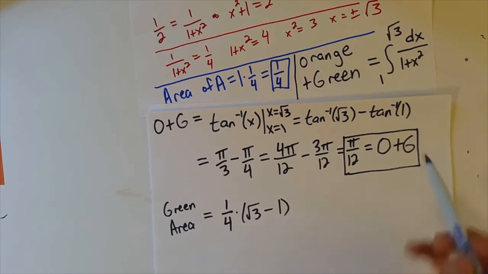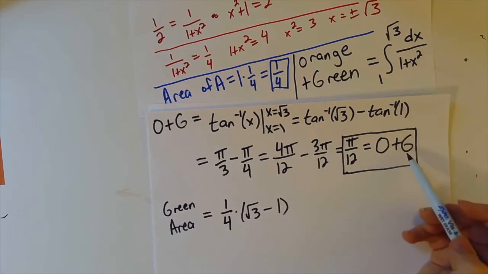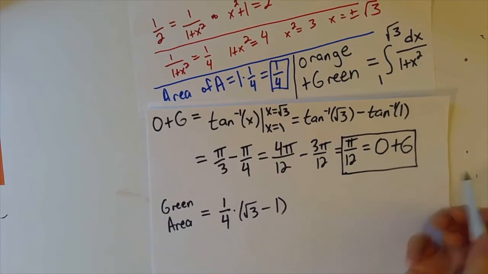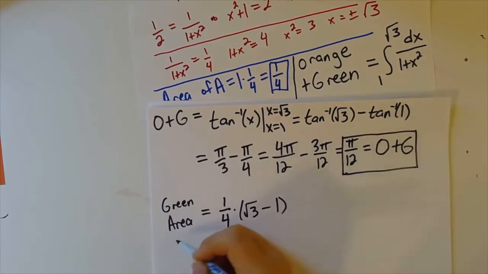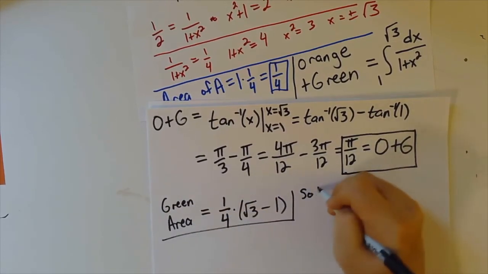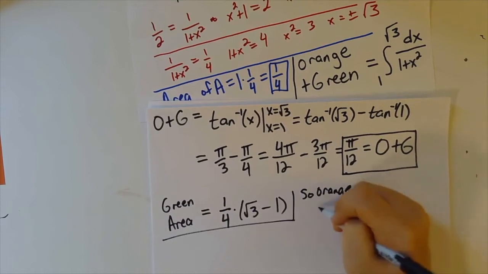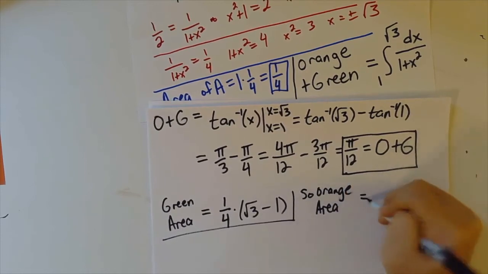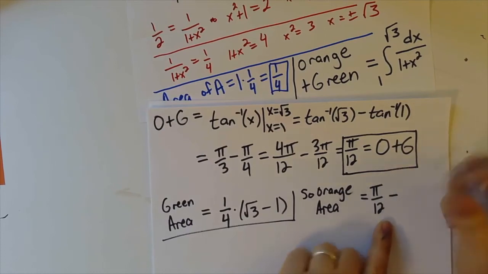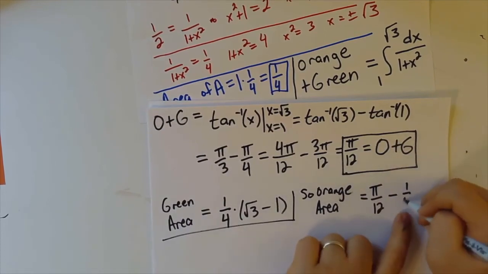Okay, well, I know the area of the orange and green region together, and I know the area of the green region, so that lets me figure out the area of the orange region. Namely, the orange area is pi over 12 minus 1/4 times the square root of 3 minus 1.